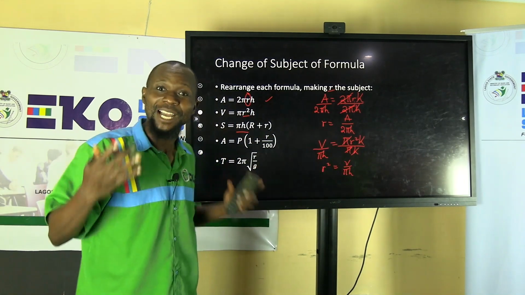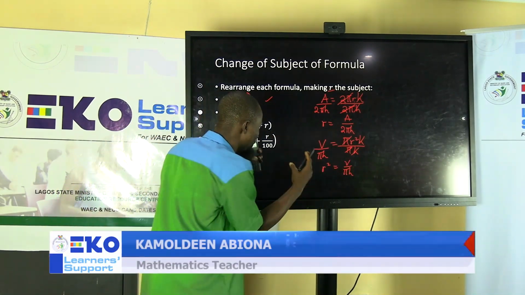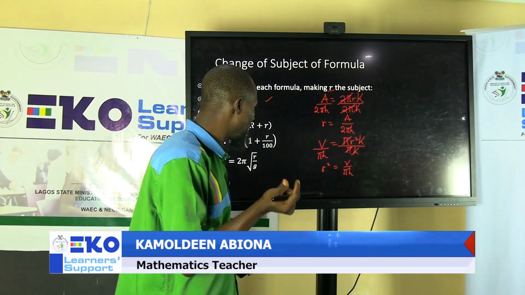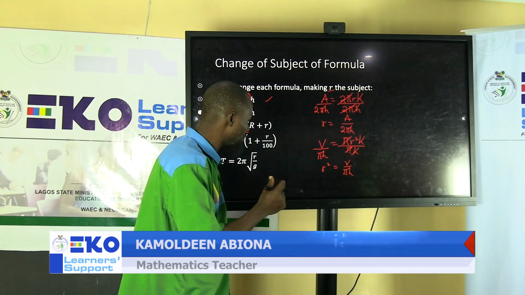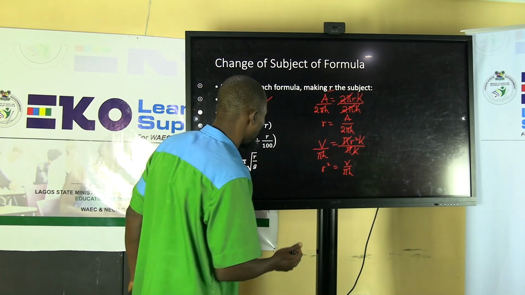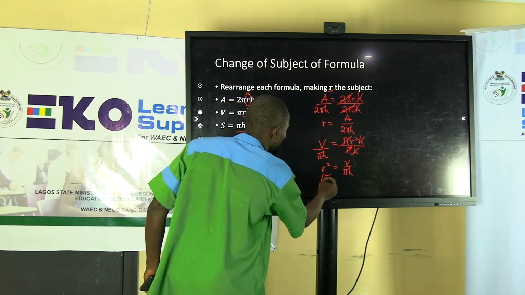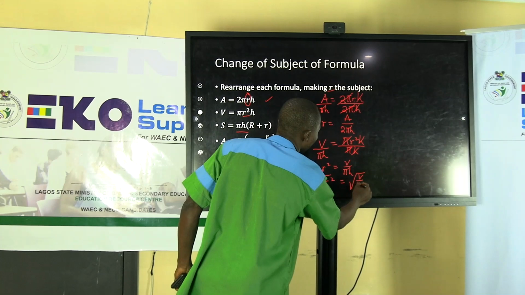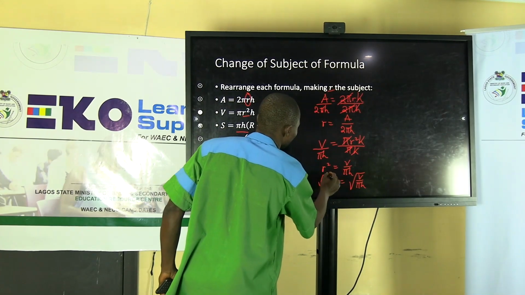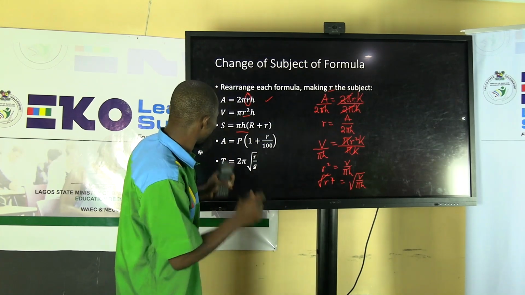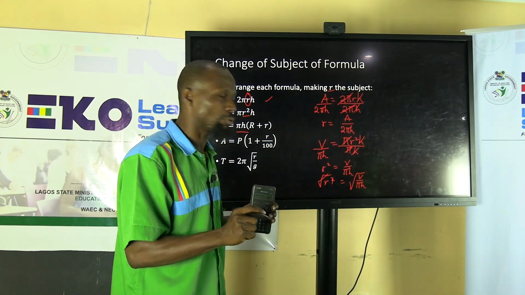Now, we want to isolate r. So what's binding them here? This is square. And the opposite, or the inverse of square, is square root. So it means you need to square root both sides. So if you square root both sides, r equals square root of V over pi h. This cancels this, and we have that. So that is just what you need to do.